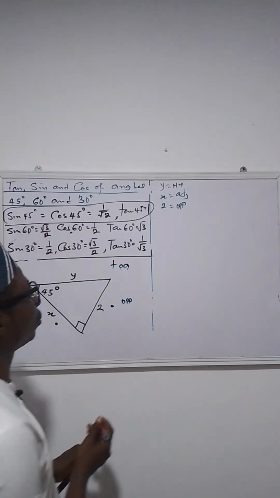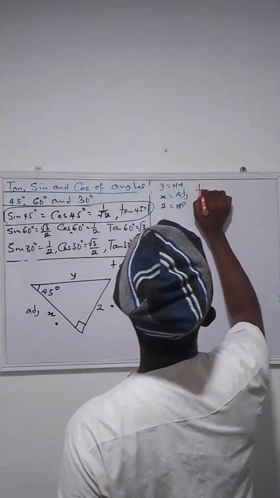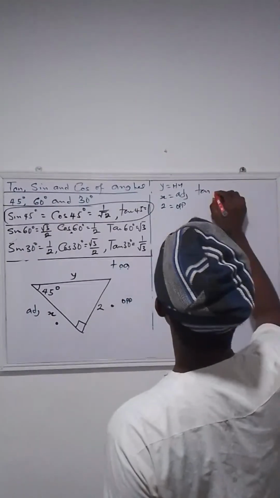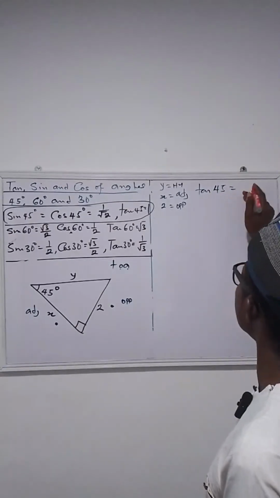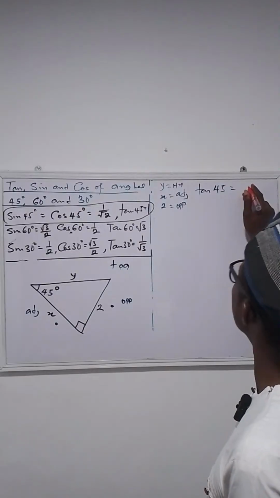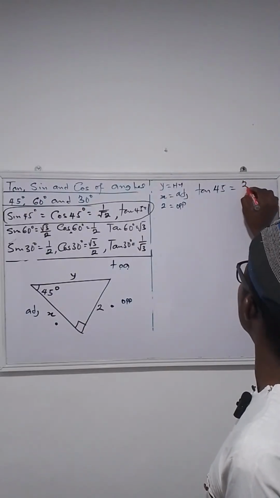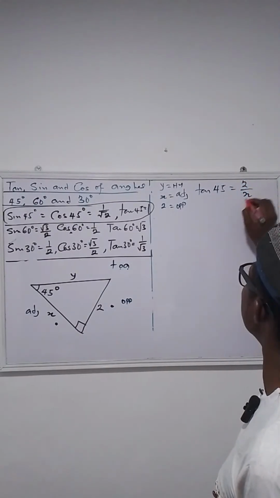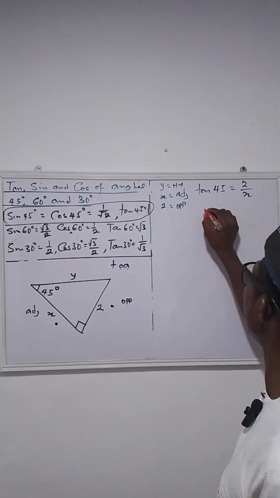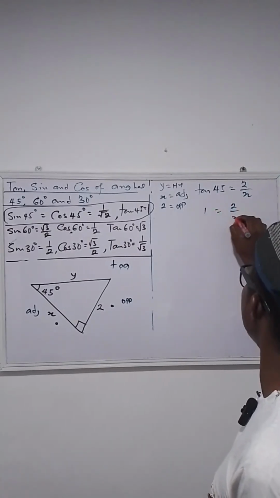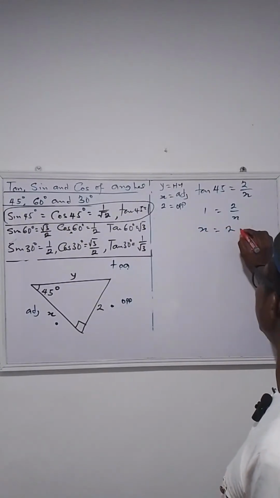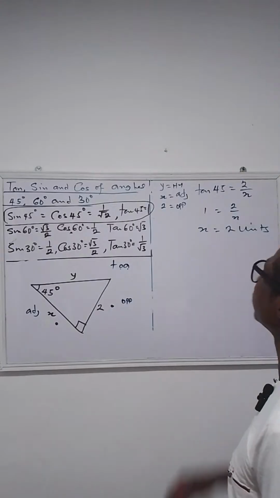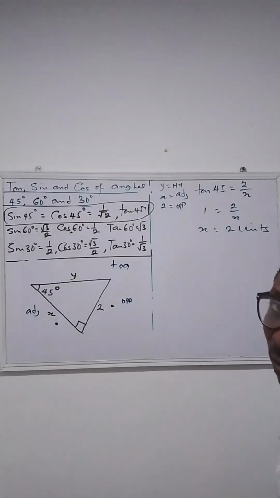All right, now let us do that. We have tan, what's the reference angle? Tan 45 equals opposite. Now what's the opposite? Opposite is 2, over adjacent, and that's x. Tan 45 is the same thing as 1. We have 1 equals 2 over x. You cross multiply, you have x equals 2 units. Okay? All right, now let's get y.